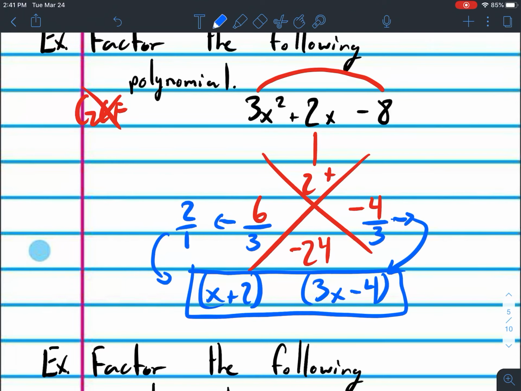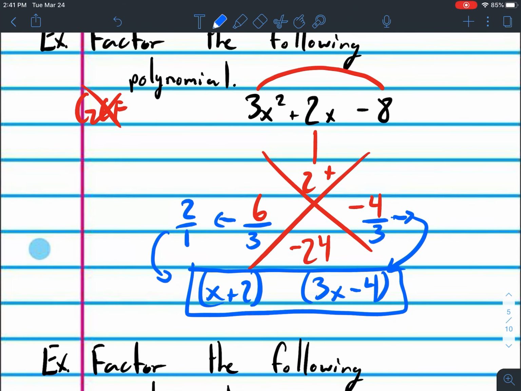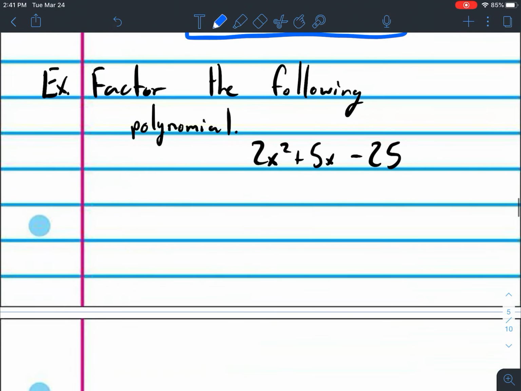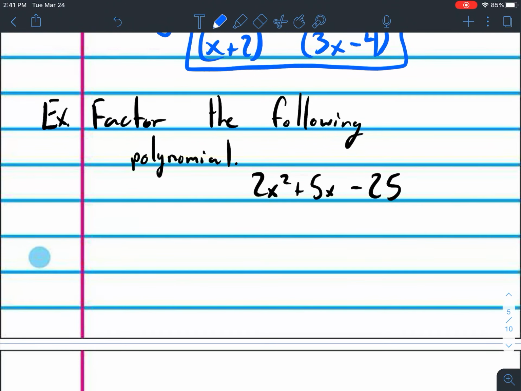Done and done. Okay, now remember, you guys can always multiply your answers together to see if you get the original. If you get the original, you're in a good spot. All right, I want you guys to try this one on your own.